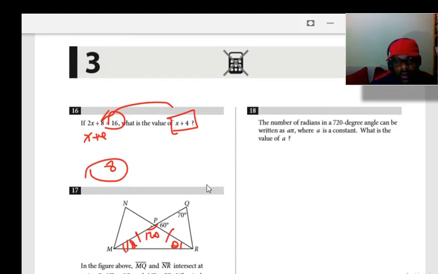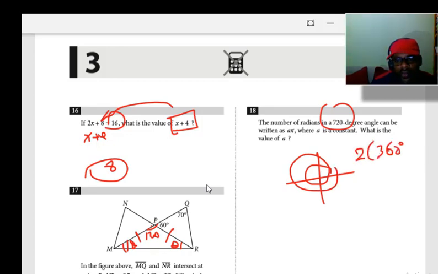18. And the number of radians in a 720 degree angle can be written as a pi, where a is a constant. What's the point? Okay, 720 degrees means two rotations of 360, which means twice 360 degrees. Twice 360 degrees, where 360 degrees is the same as 2 pi radians, and then you have this one.